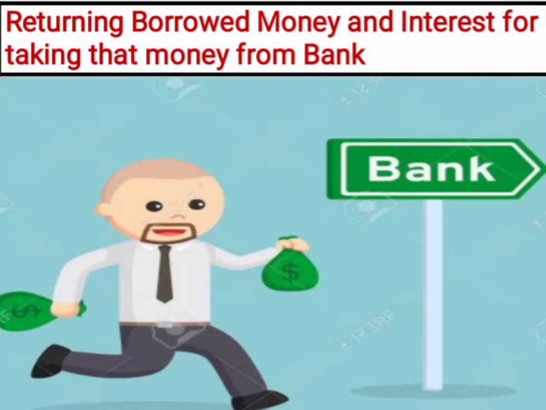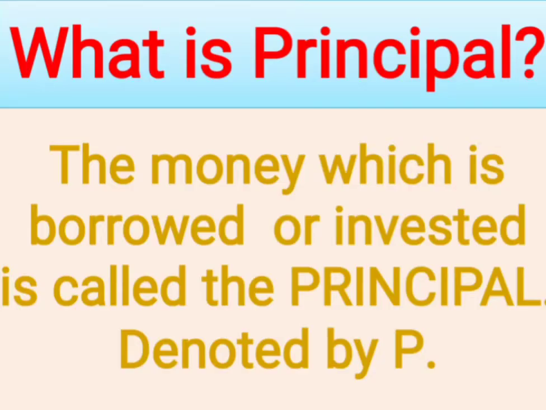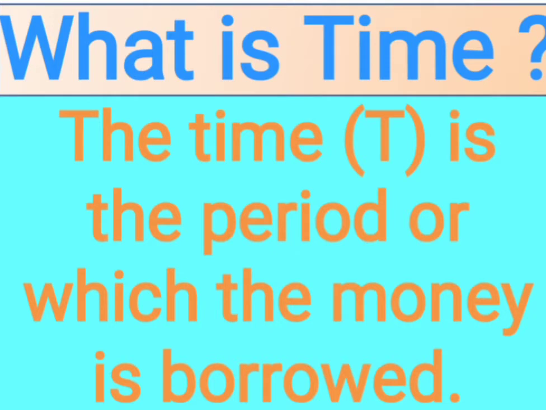After a specified period of time, we have to not only return the borrowed money but also pay some extra money for using their money. The money which is borrowed or invested is called the principal and is denoted by P. The time T is the period for which the money is borrowed.